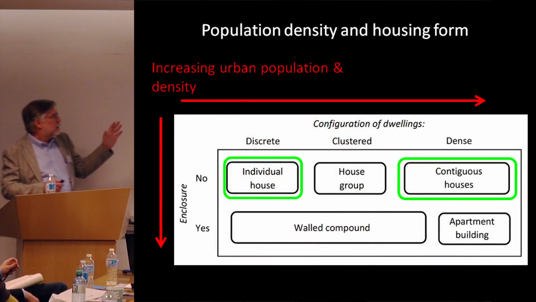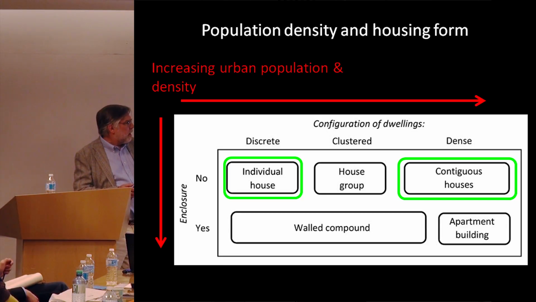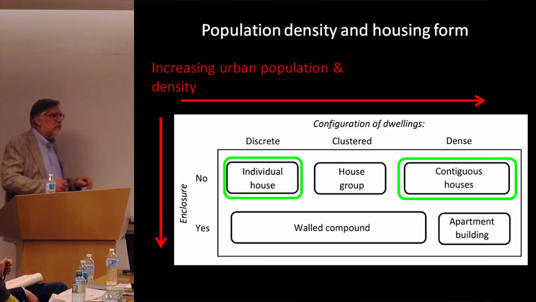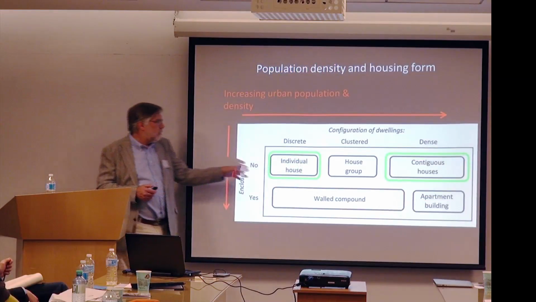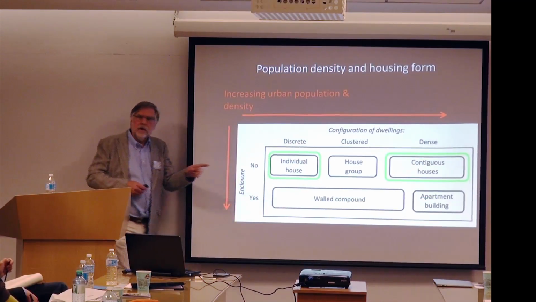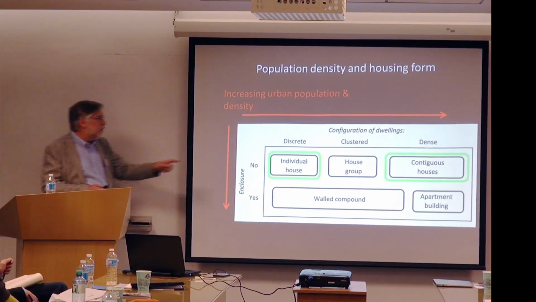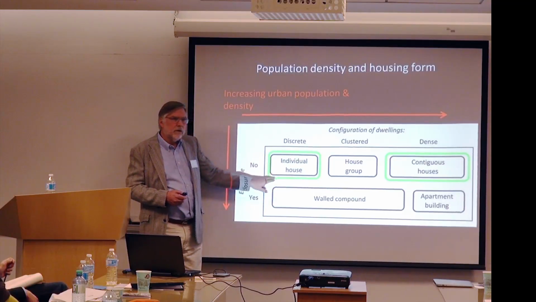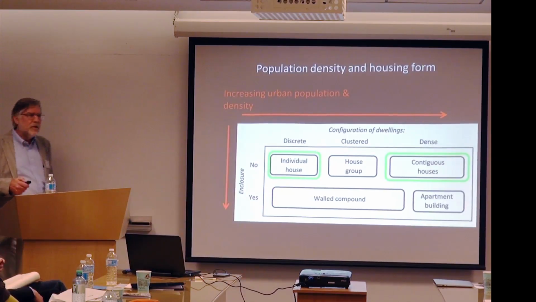Basically, as you get higher population density, you tend to have more enclosed context. You tend to move from individual houses to contiguous houses. My impression originally was that these two forms, individual housing and contiguous houses, were the primary urban housing at Minoan sites. But I think it's probably just the contiguous house. This is probably not as common, just looking at the maps provided today.